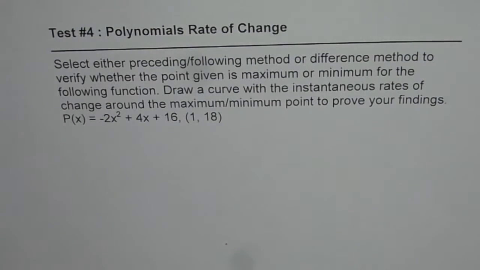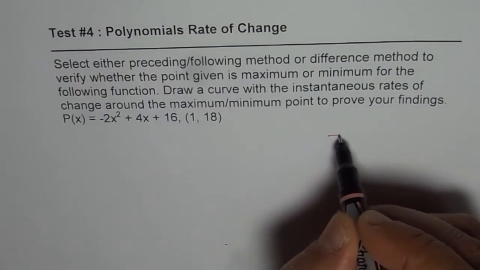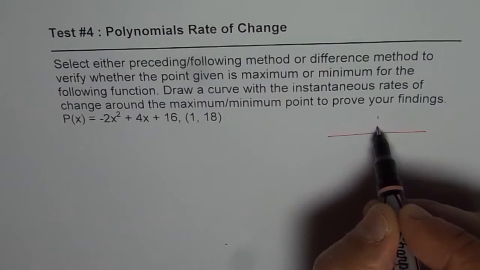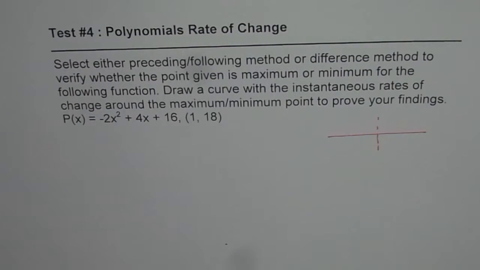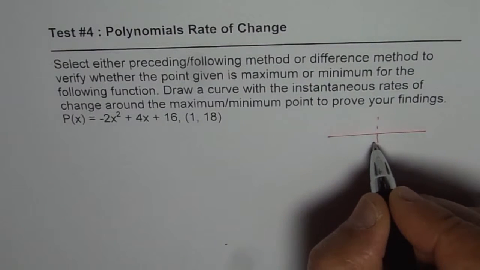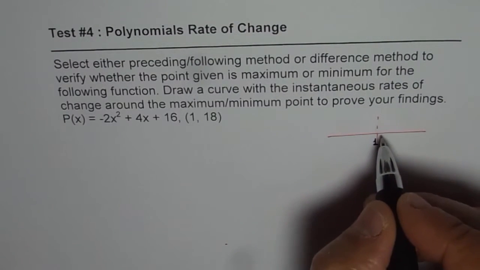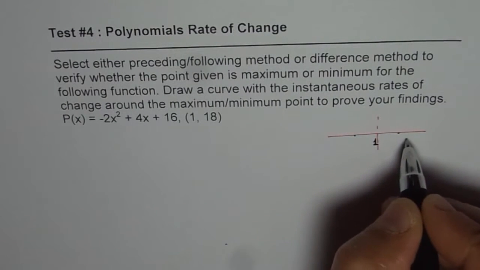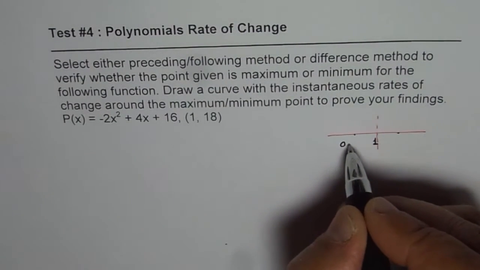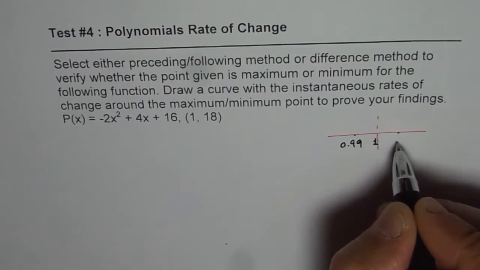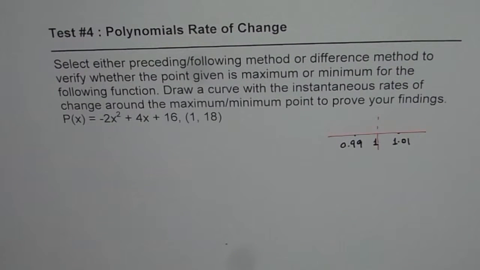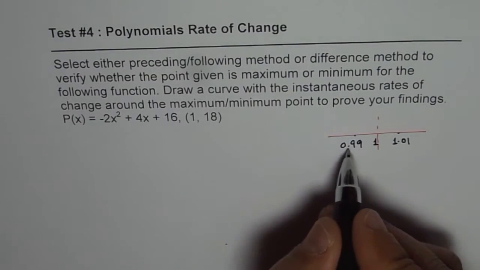Let us say that is the number line, and we are just considering a point which is at x equals 1, right? So we'll take 2 points, one on the left side and one on the right side of 1. Let this point be 0.99, and on the right side let's take the point 1.01. So we'll find the value of the function at these points.